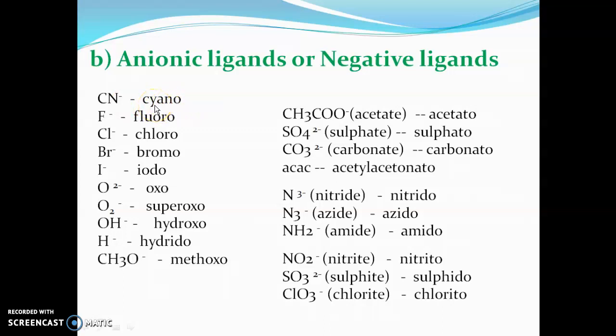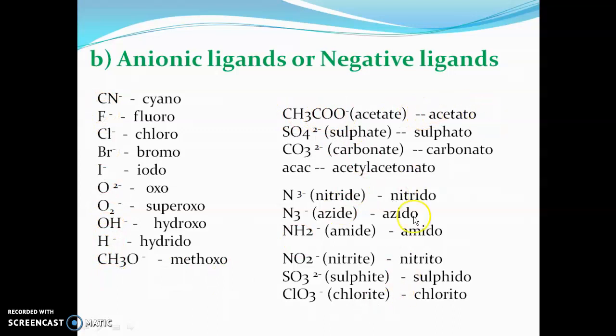The name of a negative ligand must end with O. Cyano, fluoro, chloro, bromo, iodo, like that. So when these groups are inside the coordination sphere, we can understand that they are functioning as ligands. When they are functioning as ligands, their name must end with O, because they are anionic in nature.